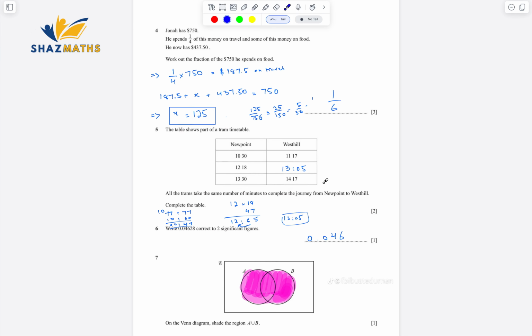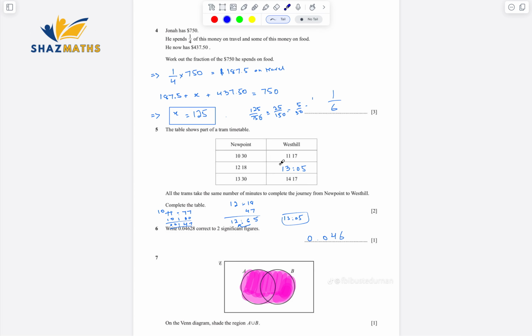Alrighty, the table shows part of a tram timetable. All the trams take the same number of minutes to complete the journey from New Point to West Hill. Complete the table. Just going to double check: this takes 47 minutes, this takes 47 minutes, so this should take 47 minutes as well. Since it's 2 marks, I'm going to show some working. So 12, 18, and then 47. 8 plus 7 is 15, 1 carries, and it's 4, 1, 5, and then 6. So 1265. Because it's more than 60, I'm going to give this 1, so that becomes 1305. That's the final answer.